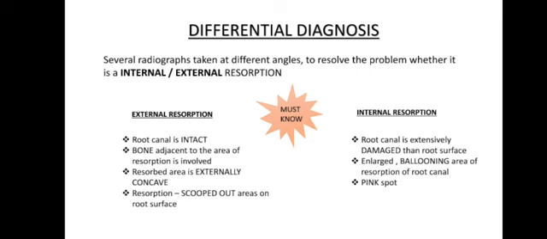Then differential diagnosis, which is very important. In external root resorption, the root canal is intact, but in the case of internal root resorption, the root canal is extensively damaged. In external resorption, the root surface is mainly involved. The bone adjacent to the resorbed area is mostly involved, and the resorbed area is externally concave, given as scooped out areas on the root surface.